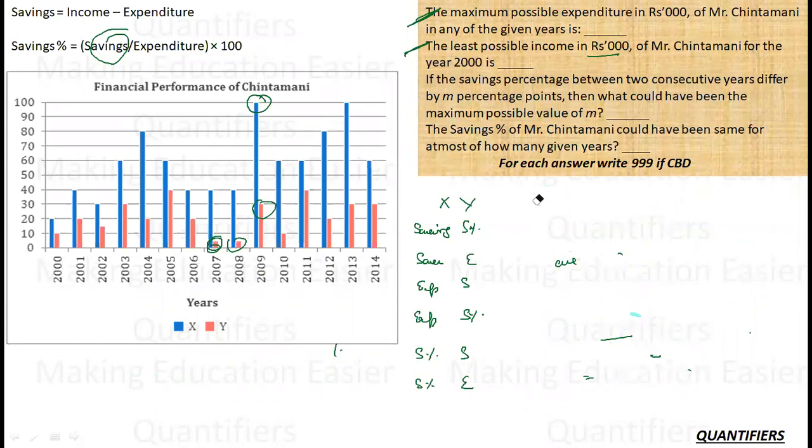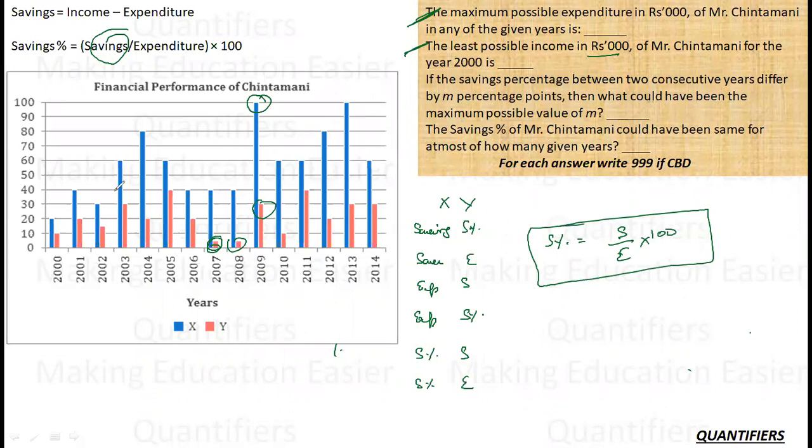What is the third question? Third question asks us, if the saving percentage between any 2 consecutive years differ by m percentage points. So saving percentage is nothing but saving upon expenditure into 100. Now this is increasing. The maximum increase is in which year? Okay, the maximum increase or the maximum difference. So even this is a possibility. I just have to check for the difference.